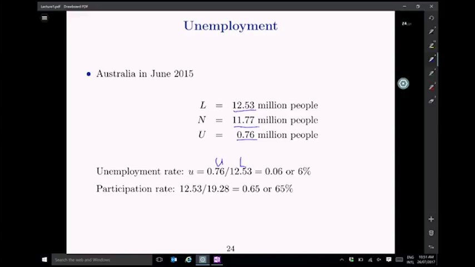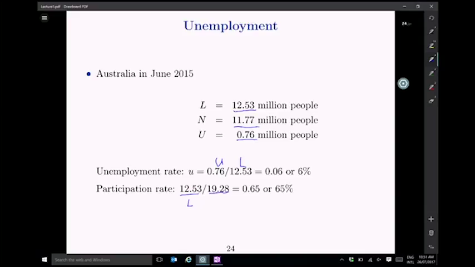If you have an interest in the current global economy, you know in a few European countries such as Spain or Portugal, they actually suffered very high unemployment rates a few years ago. It could be as high as 25%. It means that out of every 4 people in the labor force, 1 person is unemployed. Participation rate in Australia is given by the size of the labor force, this big L, over the civilian population, that's 19.28 million, about 65%.